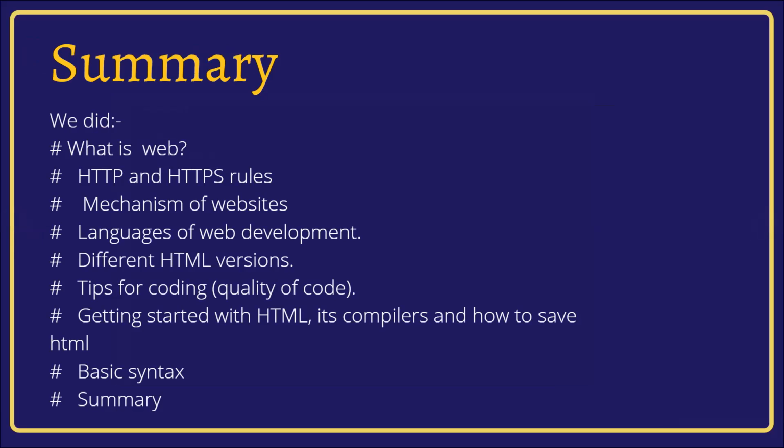Now let's understand what we have learned in this tutorial. We have understood what the web is. We have also understood the HTTP and HTTPS protocols. We have got to know about the mechanism of websites. We have also learned about the languages of web development, what the different HTML versions are, and the tips for coding. Tips for coding here refers to the major tips so that you can make good quality code to present in front of your viewers.